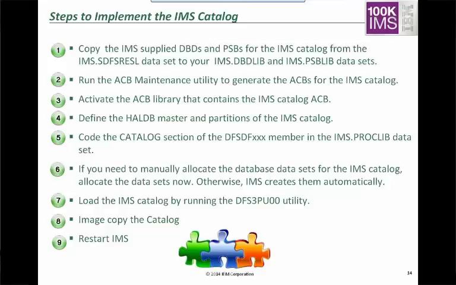Once you've copied those DBDs and PSBs into DBDLIB and PSBLIB, then you run the ACB gen. You run the ACB gen for those DBDs and PSBs, and that's step number 2. Step number 3, now you activate the ACB library that contains the IMS Catalog ACB library. Basically you're doing an online change.